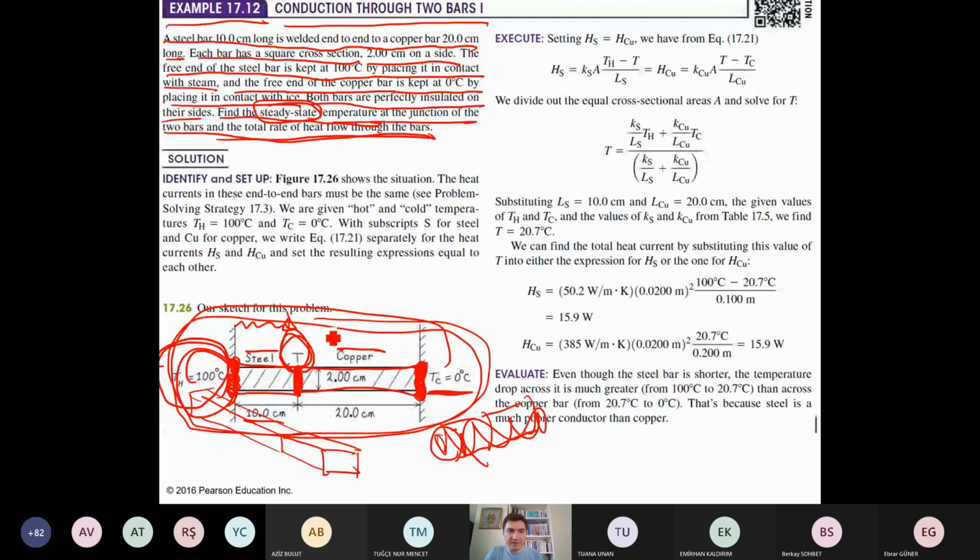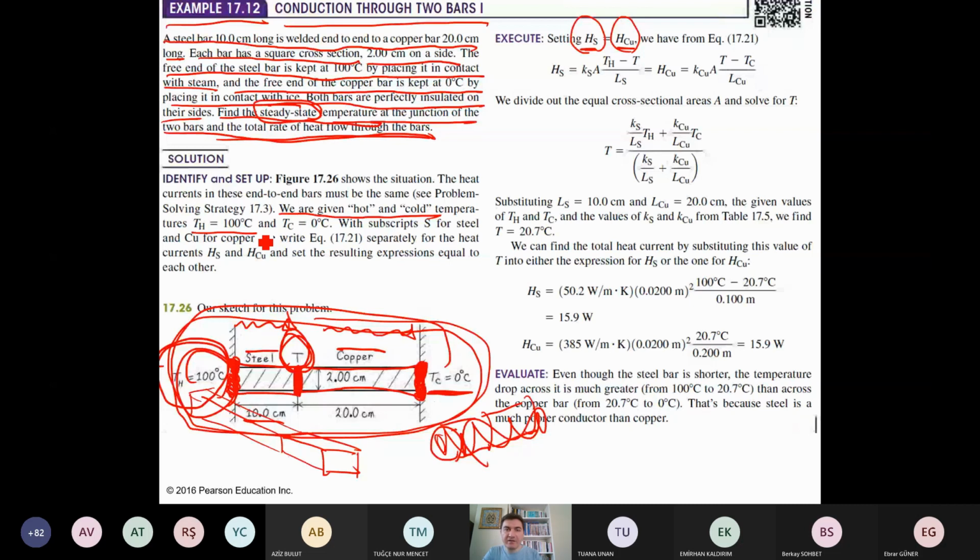And also from this side to this side, from the hot side to the cold side. So now we have H_S here, we have H_copper here. So this is the heat flow from steel to the copper. So we have hot and cold temperatures, 100 degrees Celsius and 0 degrees Celsius.